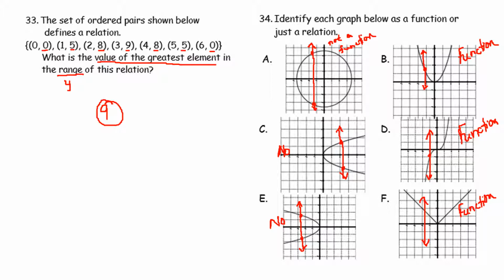So A, C, and E are not functions. They are just a relation. B, D, and F, those are functions. But remember, all of these are relations. It's just that the ones on the right are functions and the ones on the left are not functions. And the reason why they are not functions is because it did not pass the vertical line test.